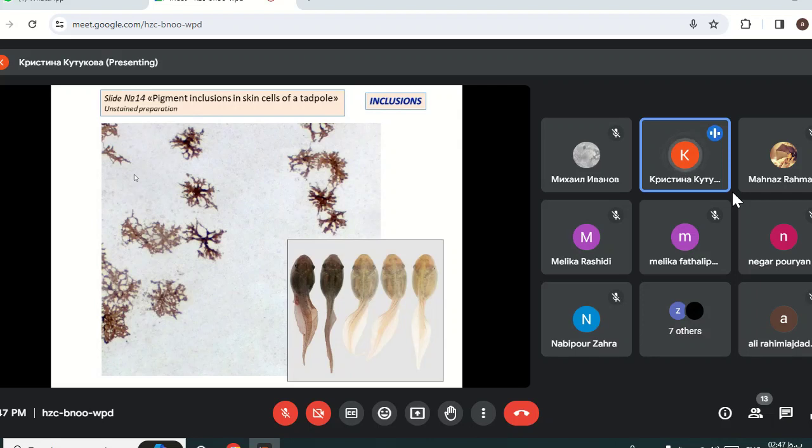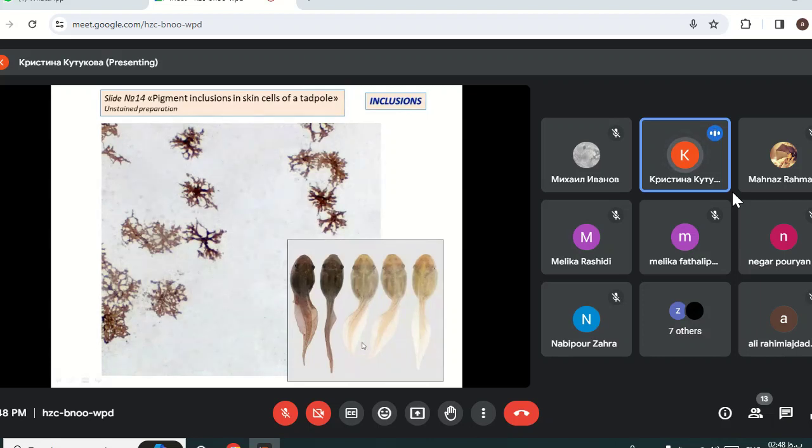But in our preparation, we see the skin of a tadpole. So here you can see the tadpoles. They are baby frogs. So they will grow to frogs. And this is not a stained preparation. No stain was used, but the cells are seen because they contain these granules of melanin.